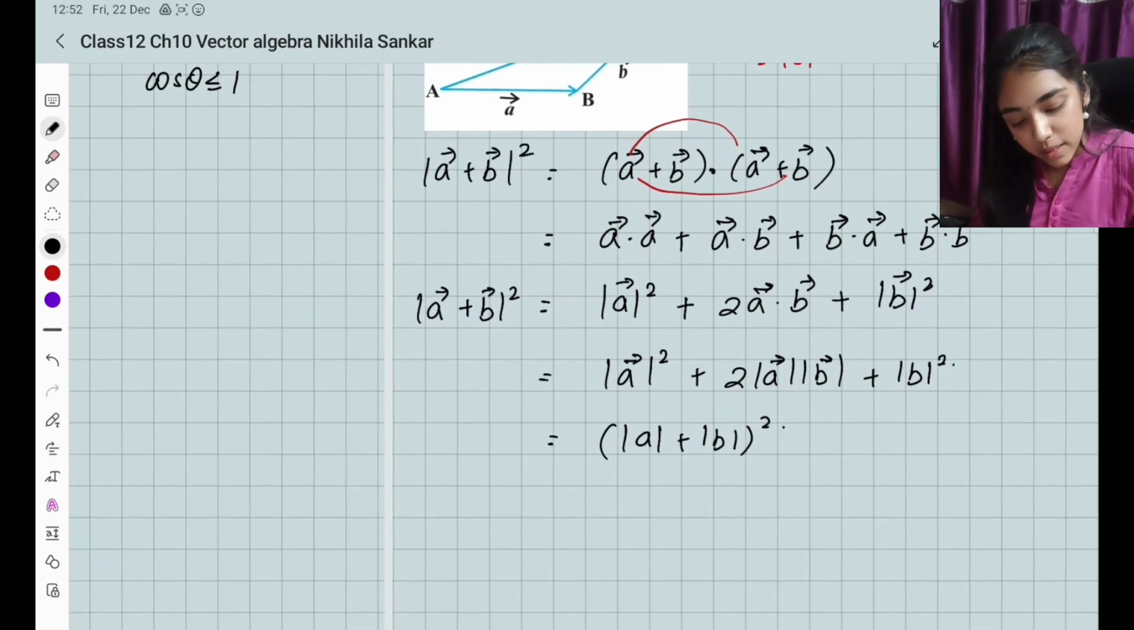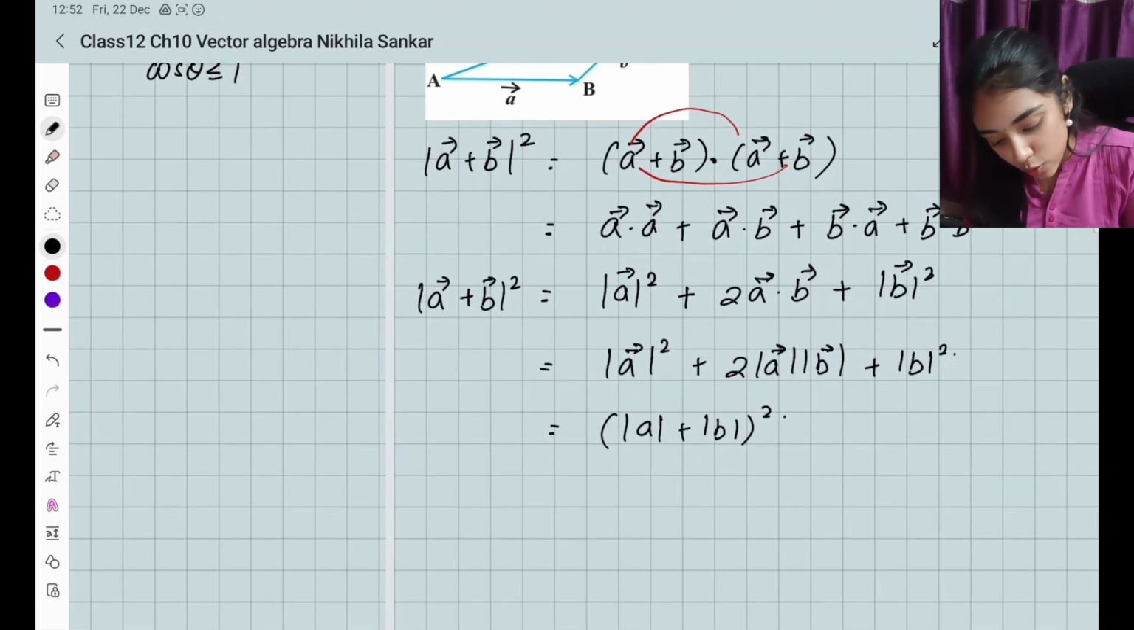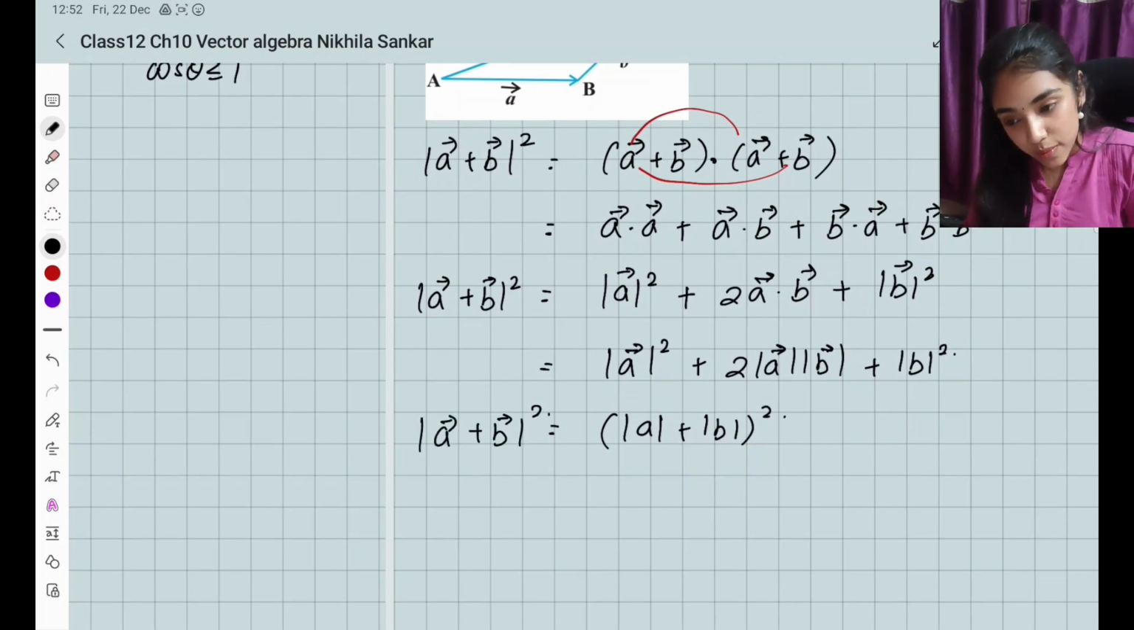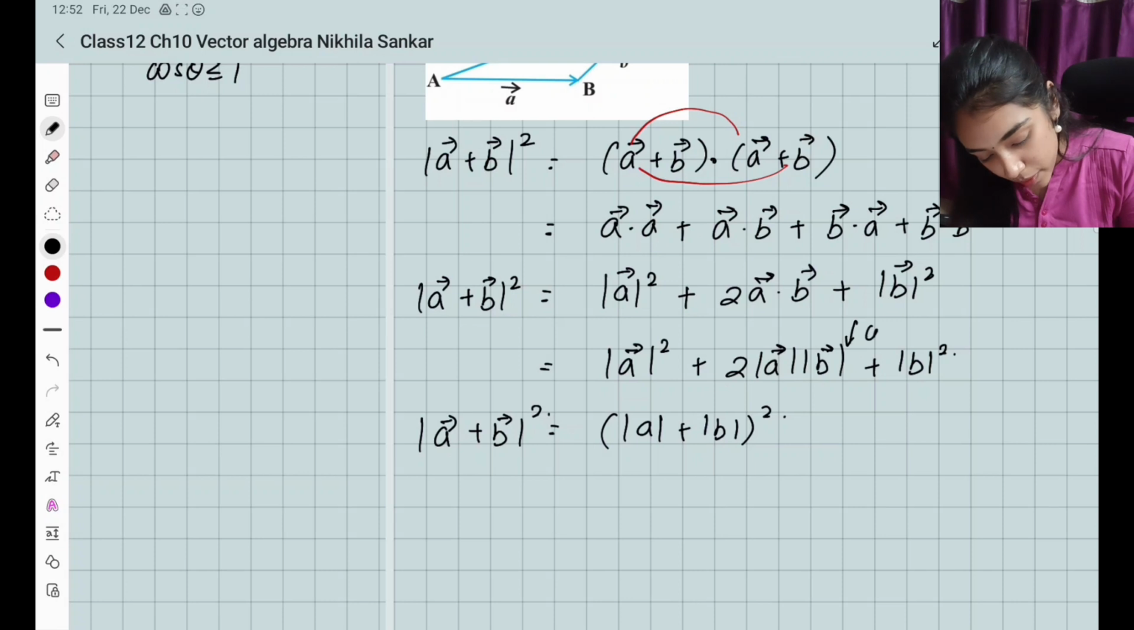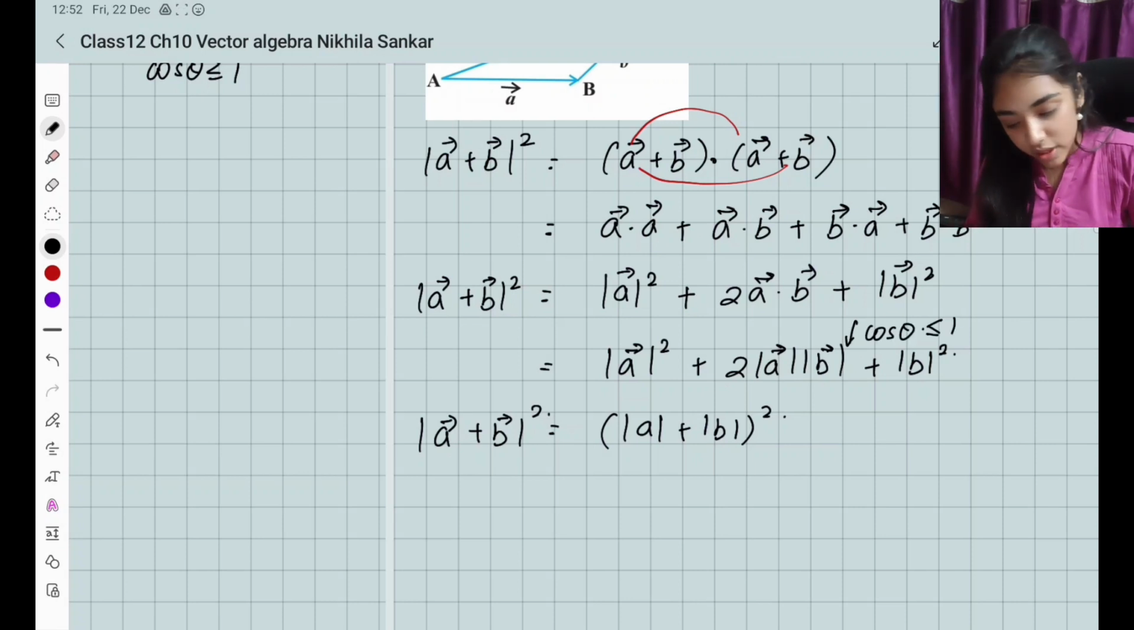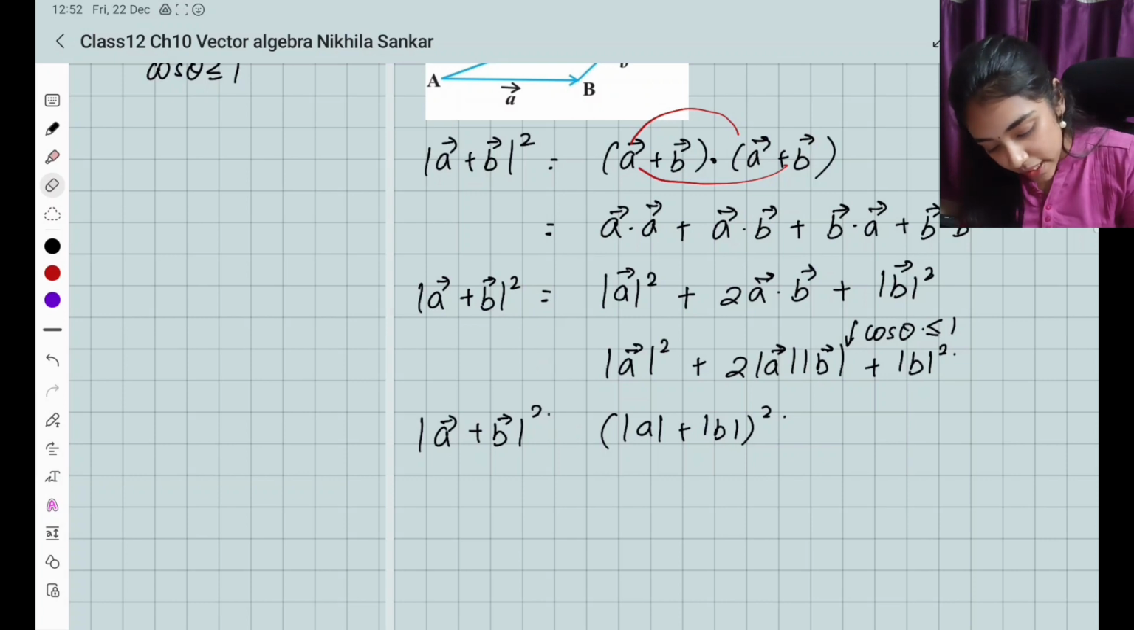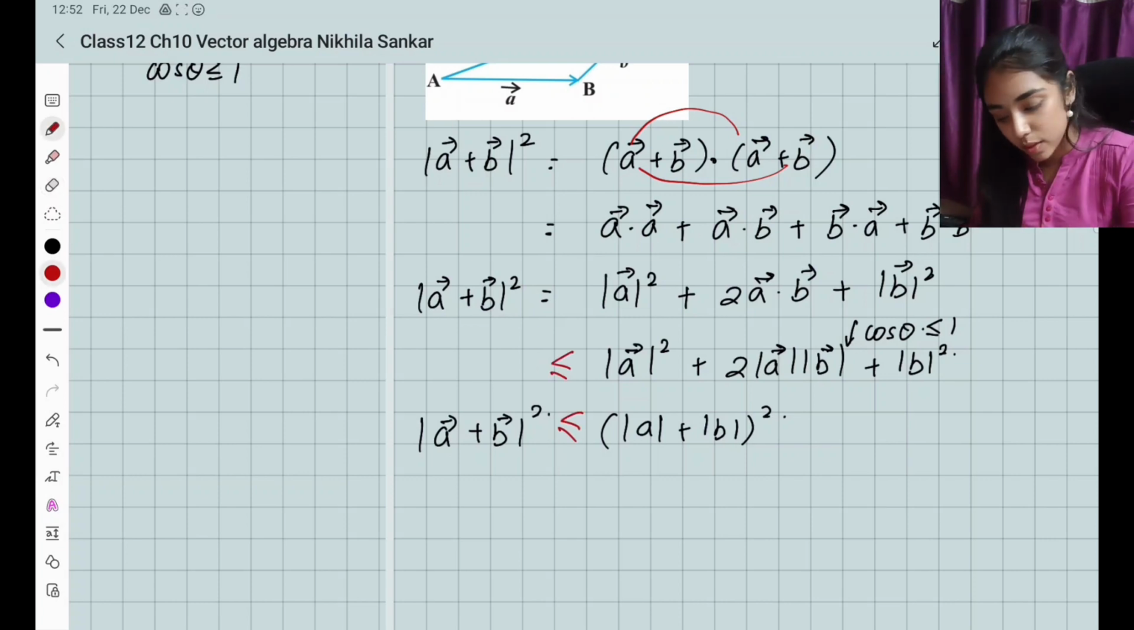Correct? If we write the dot product formula, this is going to be a plus b the whole square, and on the other side I have a plus b the whole square. Here we omit a cos theta term, right? So I have a cos theta, and I know that cos theta is going to be less than or equal to 1. So at this point my inequality is going to change. Do you understand? Like in the previous question, the inequality is going to change.